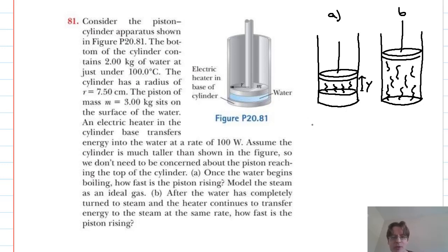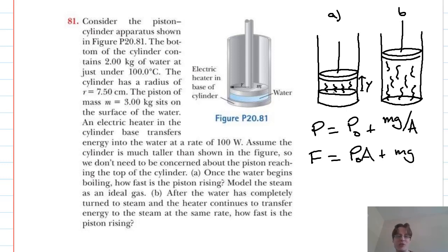So in both cases, we need to remember here that the force from the steam, or let's say the pressure, P, the pressure of the steam is the same no matter what's going on here. It's just staying equal to atmospheric pressure, P0, plus the pressure from the weight, which is mg over the area. Or in other words, the force from the steam is just equal to the atmospheric pressure force plus the weight of the piston. That is not changing even as the heat goes into the steam. Okay, that's crucial to notice.